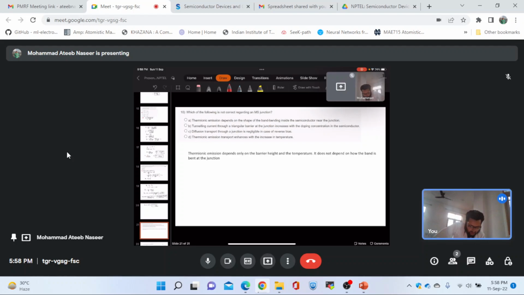So this statement is clearly wrong, because thermionic emission depends on the barrier height, which is the main factor, and the temperature as well. Thermionic emission does not depend on the band bending inside the semiconductor near the junction. So we can clearly say that option A is the correct option for us, since it is the wrong statement. But let us go through the other statements as well.